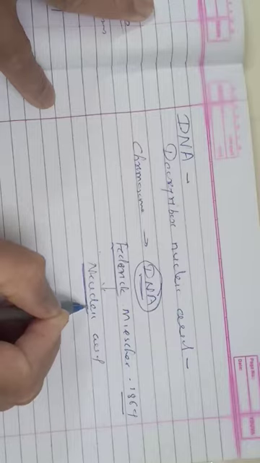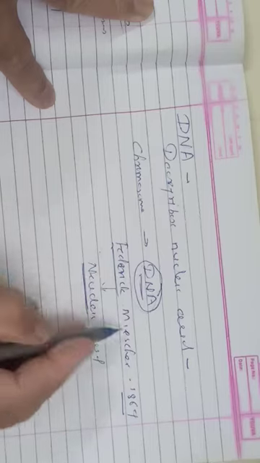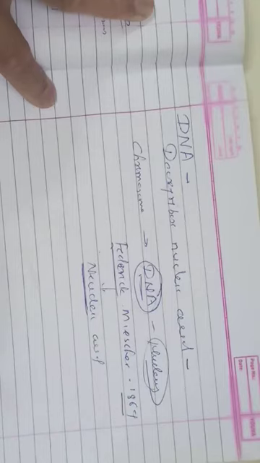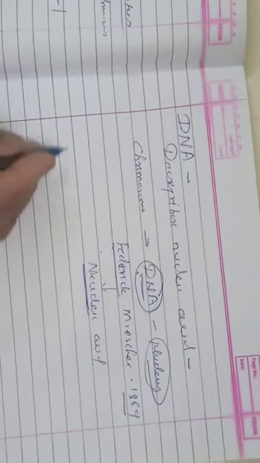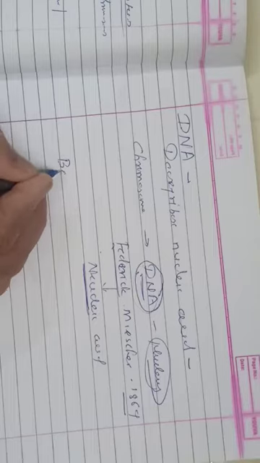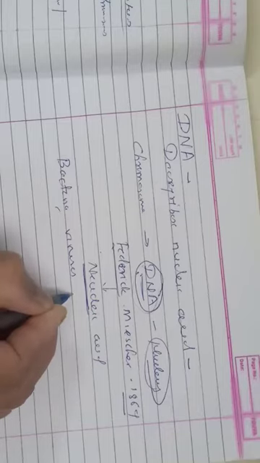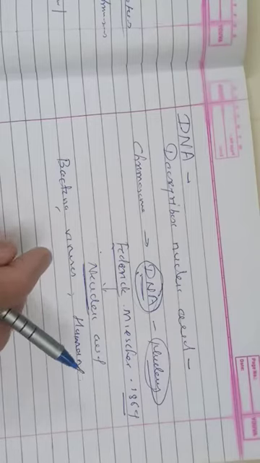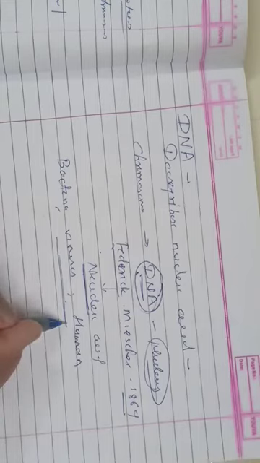Okay. Later on, it was realized that this DNA is not only present in the nucleus, it is also present in other parts of the cells. Molecules of DNA are present in all organisms, whether it is bacteria, viruses, or animals like humans. In human beings also, DNA is present, which plays an important role.